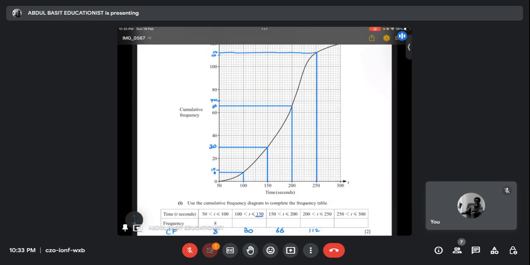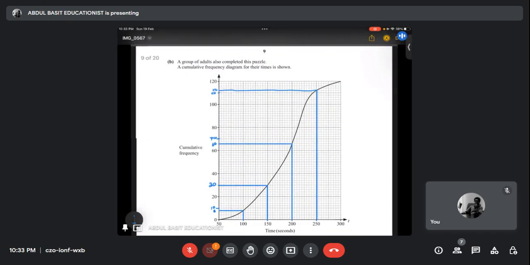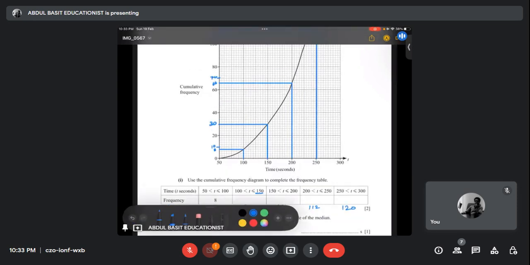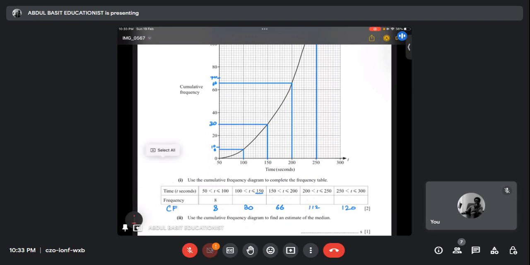And the last one is 300, and 300 is touching 120, so it's 120. Let's reverse the process and find the cumulative frequency. In cumulative frequency we write the first one as it is. Remember that 30 minus 8 is 22.